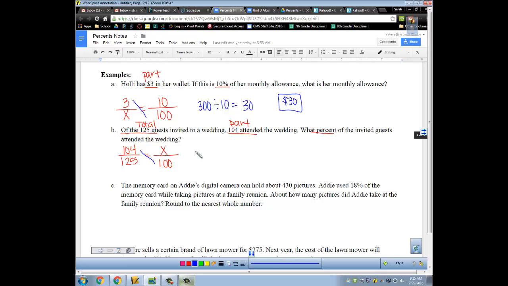Cross multiply to get 104 times 100, so 10,400 divided by 125. And that's going to give me about 83.2. And it asks what percent, so 83.2%.